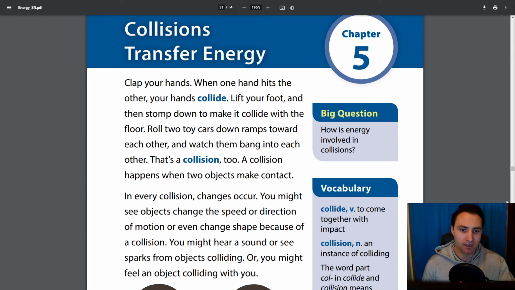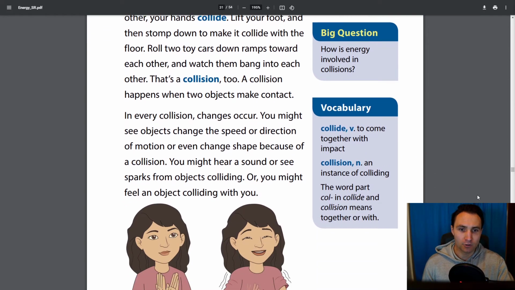All right, so now let's pause. We learned what colliding means. What is a collision? Let's read this together. Who should I call on? Mason. Okay, so Mason. Collision is an instance of colliding. So two things coming together with an impact is a collision, right? So those two cars coming together and colliding is creating a collision. So a collision happens when two objects make contact.